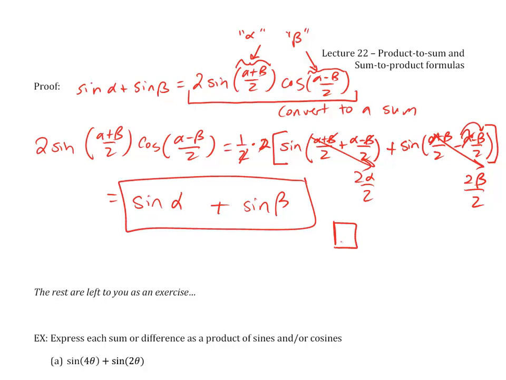All you did here was creatively choose these two angles right here, so that when you add them together, you get alpha, and when you subtract them, you get beta. That's what (alpha plus beta) over 2 and (alpha minus beta) over 2 do: if you add them together, you get alpha. If you subtract them, you get beta. So that's how you would convert from a sum to a product. You just have to remember one of these, or look up one of these formulas.